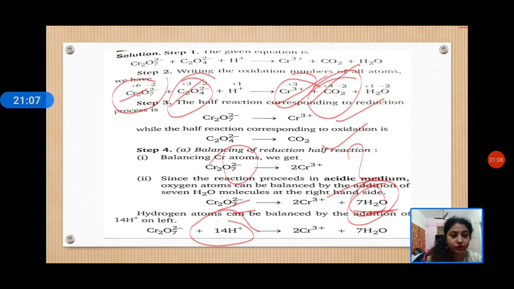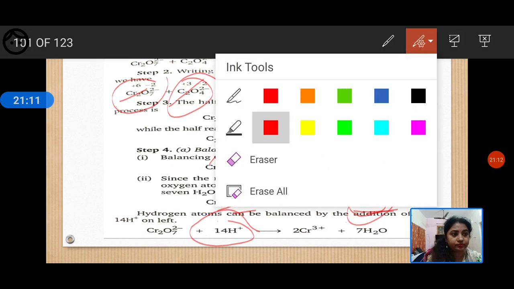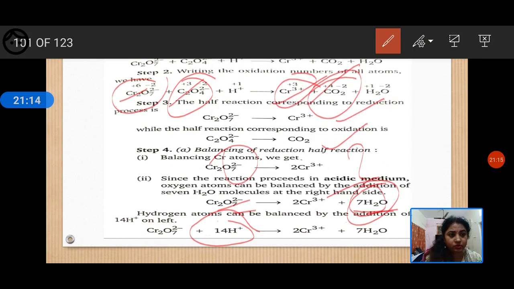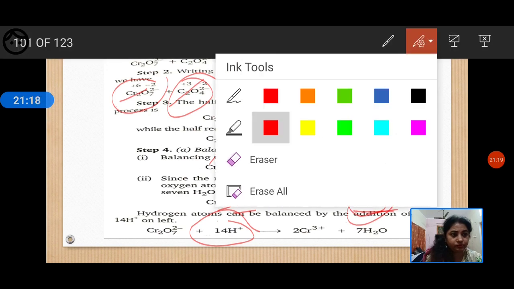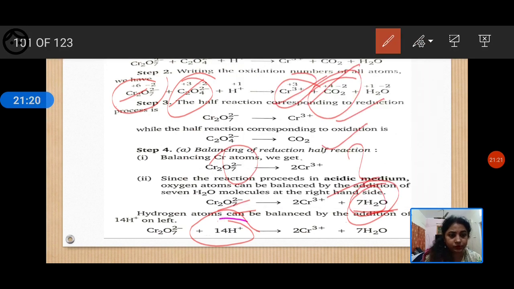Here, see here, 14 plus charge and minus 2 charge. So how much charge is here on the reactant side? Plus 14 minus 2 means 12 positive charge is here on the reactant side, and in the product side we are having only plus 3 charge. Water is neutral. Is it clear?